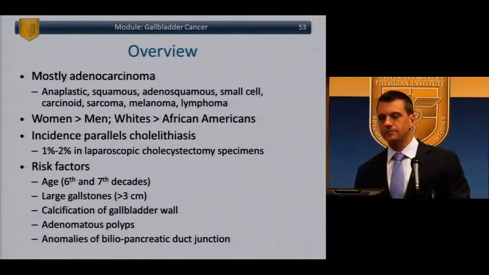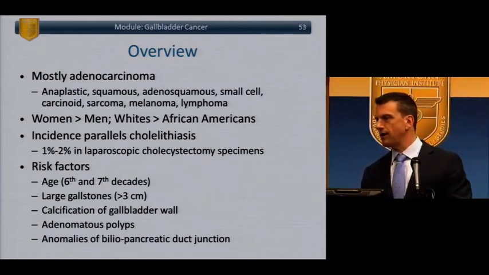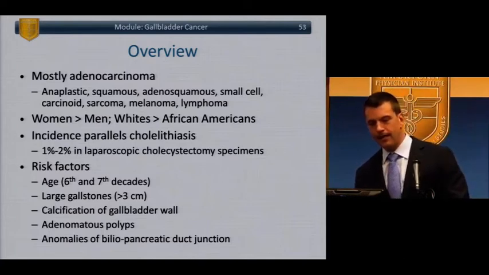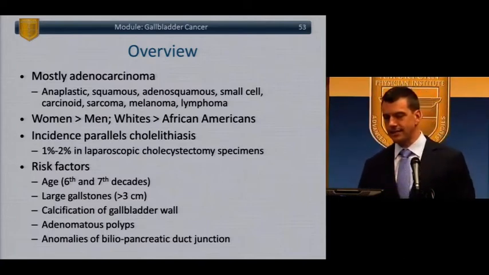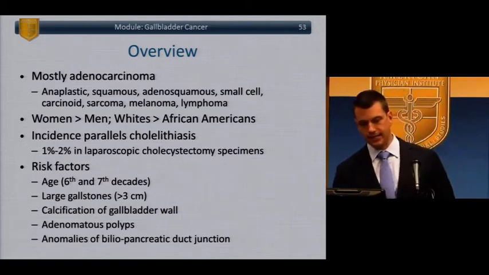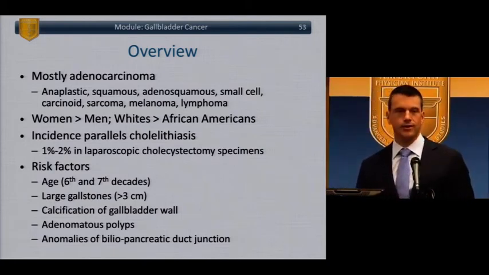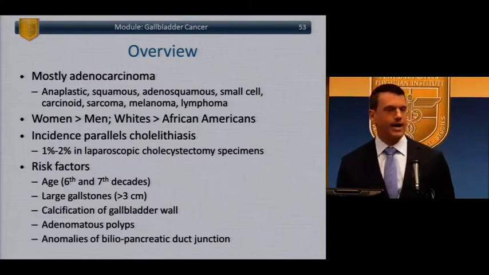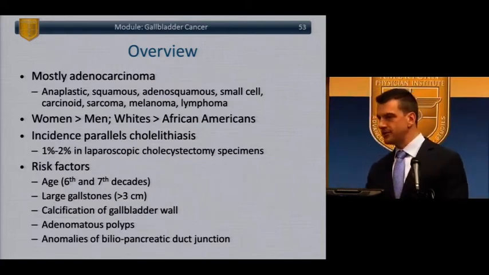So again, this is mostly adenocarcinoma. Anaplastic, squamous, adenosquamous are all other possibilities, melanoma. It occurs more often in females than males and more often in whites than African Americans. The incidence parallels that of cholelithiasis, so it's in about 1 to 2% of laparoscopic cholecystectomy specimens. Risk factors include advanced age into the 6th and 7th decade, large gallstones greater than 3 centimeters, calcification of the gallbladder wall, adenomatous polyps, and anomalies of the biliary pancreatic duct junction, again, like the choledochocysts that we talked about.